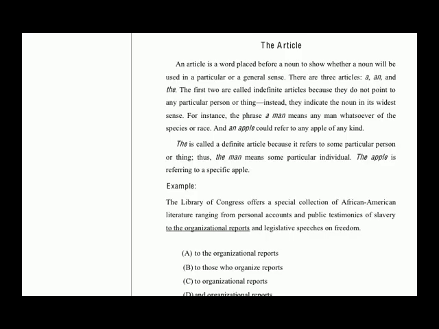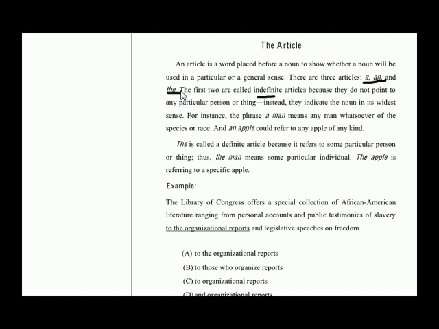So what's an article? An article is a word placed before a noun to show whether a noun will be used in a particular sense or in a general sense. So there are three articles: a, an, and the. Probably the most important is the, and we'll be looking at an example that shows how this article may be tested in a question.